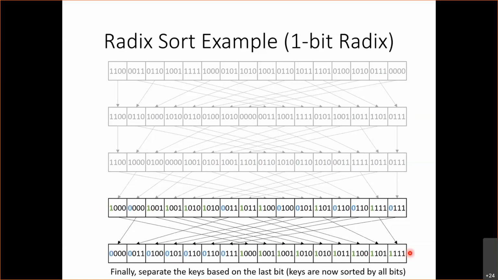Okay. I assume that a lot of you have covered radix sort in a previous course on algorithms, but this was just to refresh your memory on how radix sort works. Next, we're going to talk about how to do it in parallel. But before I get into that, does anybody have any questions about radix sort?